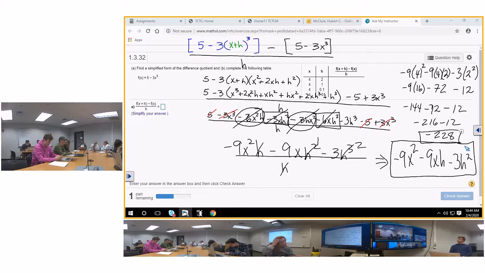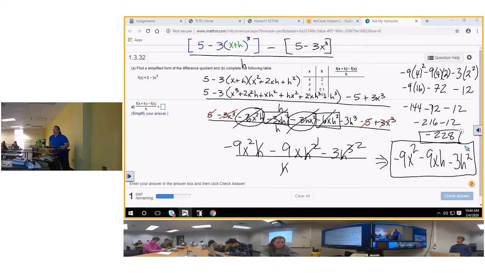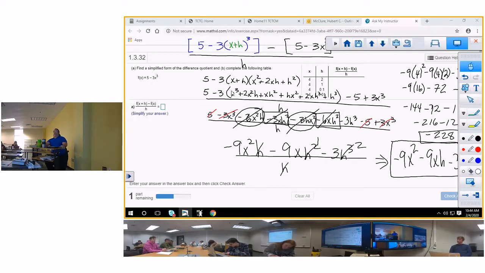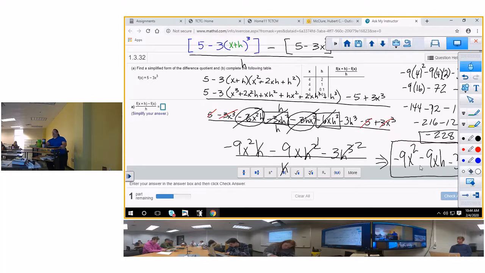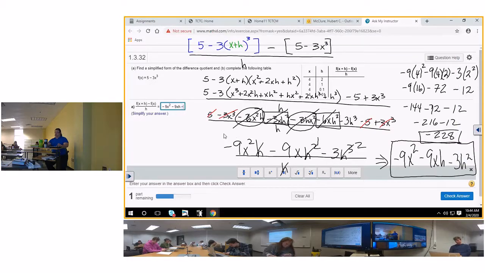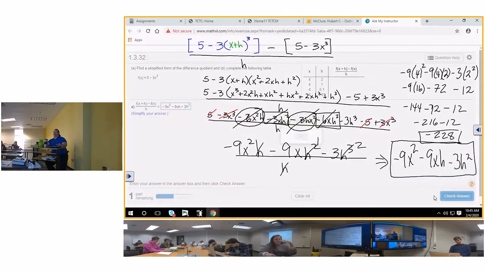Well, I may be wrong because I may have done something wrong. Let's go ahead and type it into the calculator. This is your negative 9x squared, then minus 9xh, minus 3h squared.